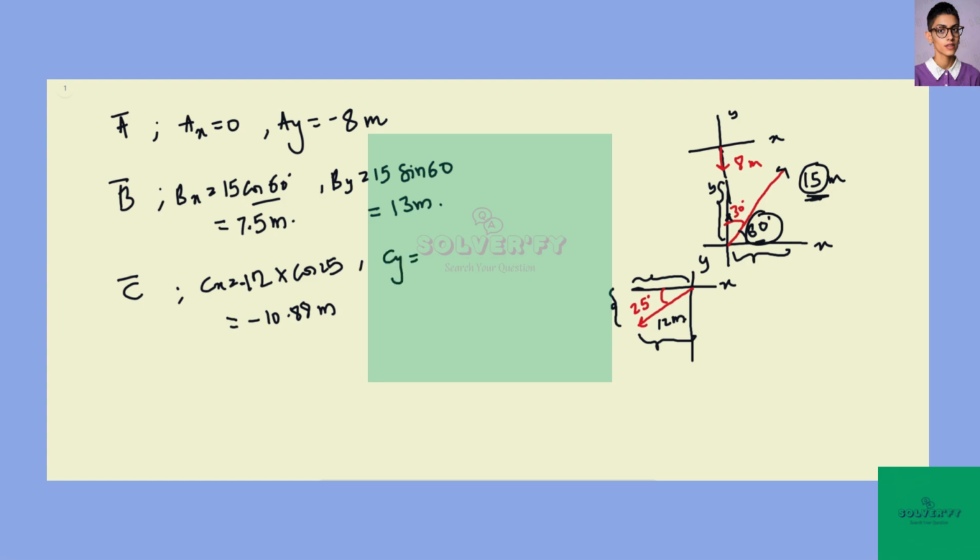Now, Cy would be 12 sine 25, but again with a negative sign because it is negative. And this turns out to be minus 5.07 meters.